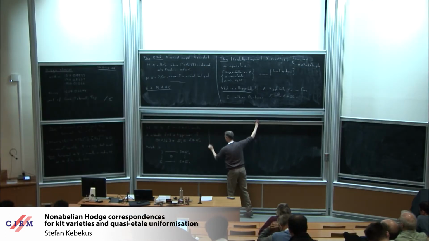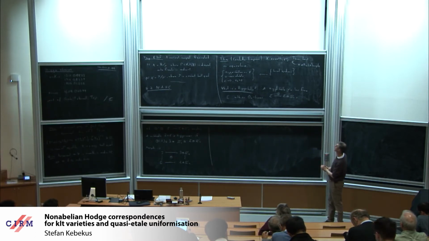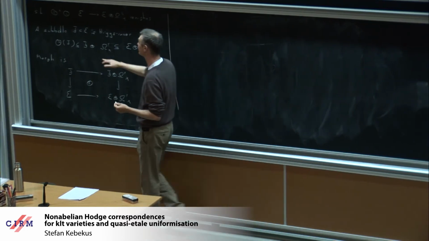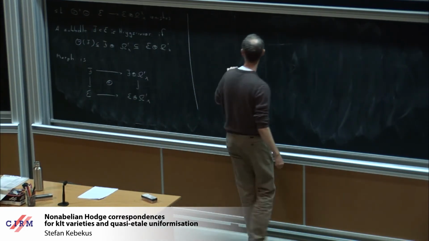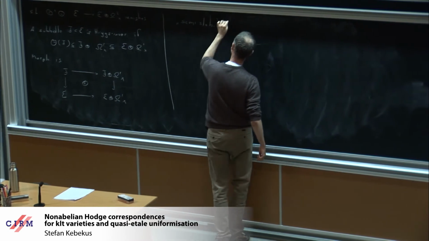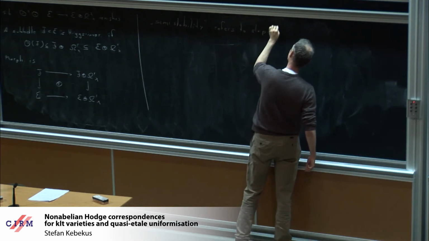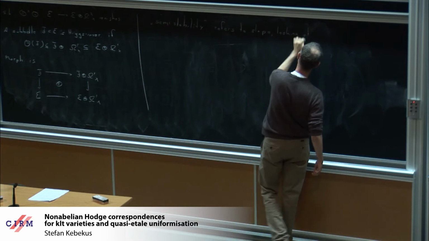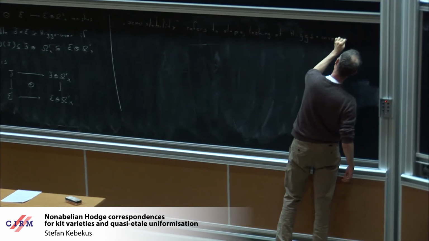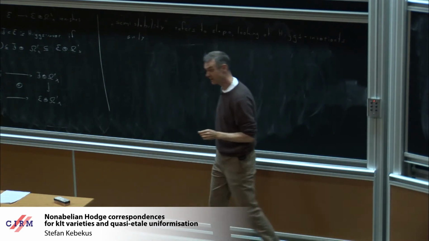And then I'm using the word semi-stability. Semi-stability here refers to slope semi-stability. Slope is measured with respect to h. However, you don't look at all subsheaves or subbundles, you only look at Higgs invariant subbundles. So semi-stability refers to slope, looking at Higgs invariance only. Right, and this is all there is.